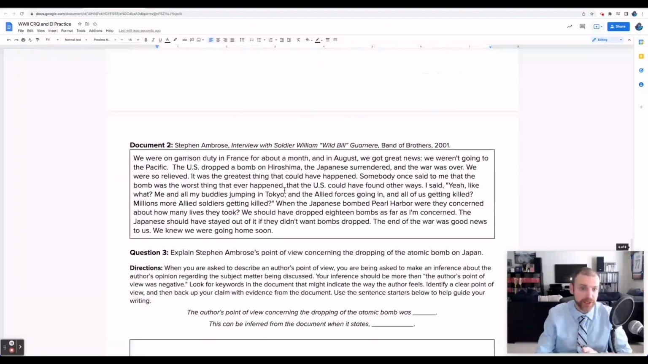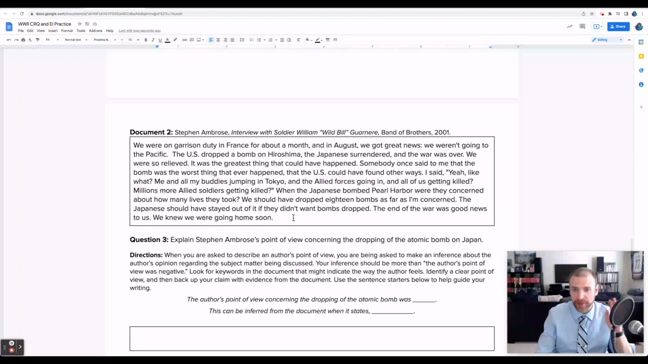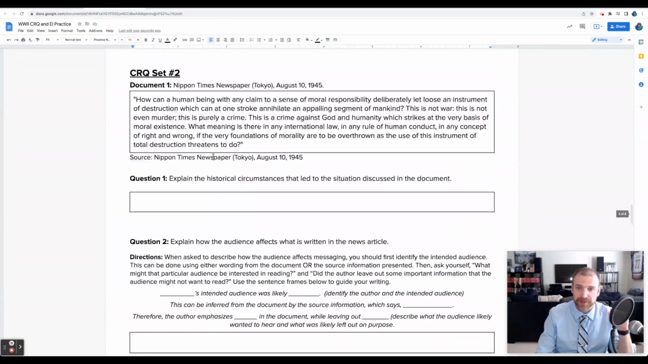Document 2 in CRQ set number 2 is talking about the atomic bomb, but it's from the American point of view. It discusses the positive things. So I don't see human rights being violated in document 2, but I certainly see them being violated in document 1, which talks about an instrument of destruction, a crime against God and humanity. It was appalling. So it's murder. It says here, this is not even murder, this is purely a crime. What they were talking about here is that it's not really the murder of one person. It's the murder of an entire group of people.